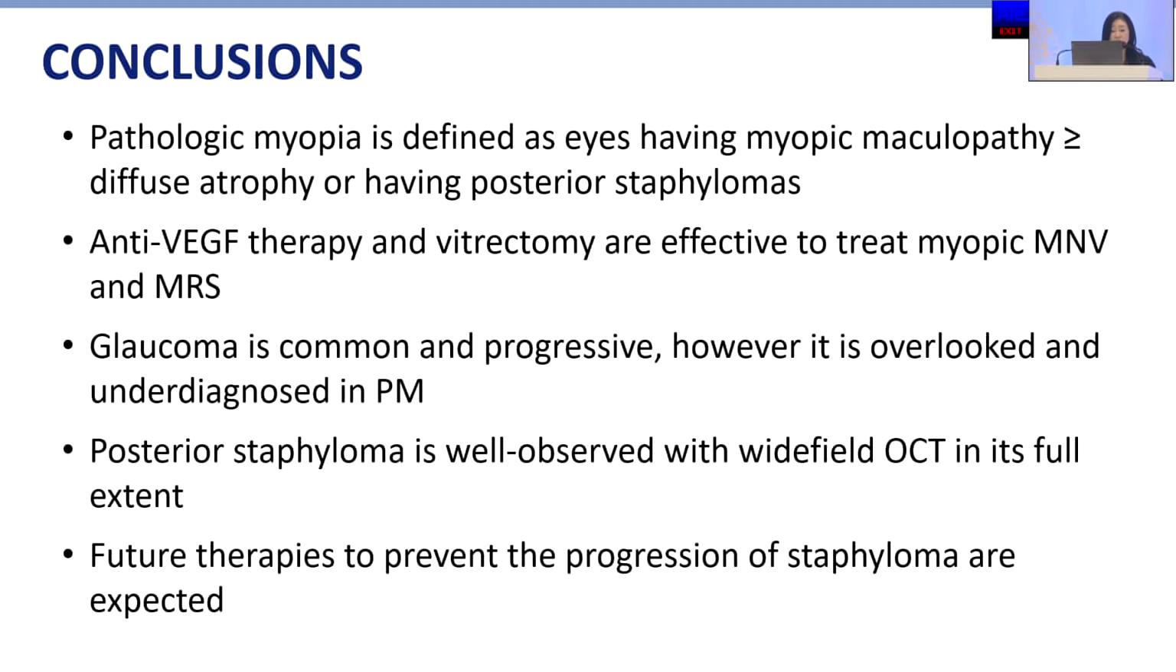So in conclusion, pathologic myopia is defined as eyes having myopic maculopathy equal to or more serious than diffuse atrophy or having staphylomas. Anti-VEGF therapy and vitrectomy are effective to treat neovascularization and retinoschisis. And glaucoma is common and progressive. However, it's overlooked and underdiagnosed in pathologic myopia. So we use Goldmann perimetry regularly. Staphyloma is well observed in wide field OCT, and future therapies would be to prevent the progression of staphyloma before developing vision-threatening complications. Thank you very much.